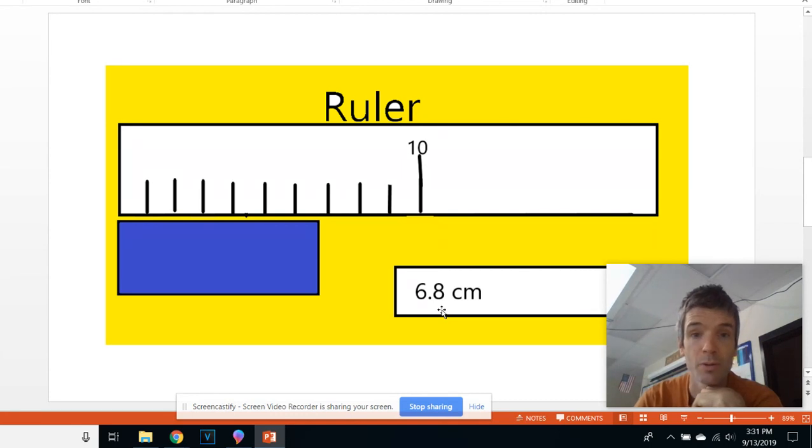So another reason for uncertainty in measurements is people can estimate.